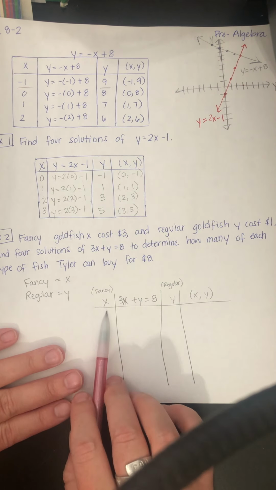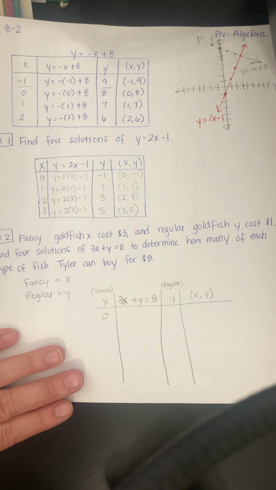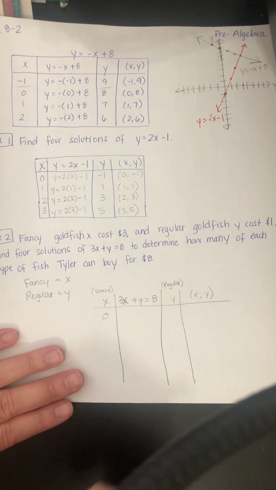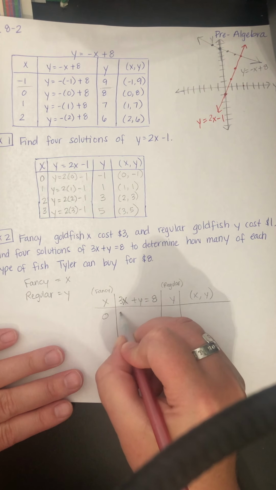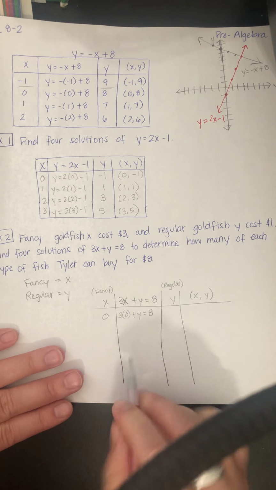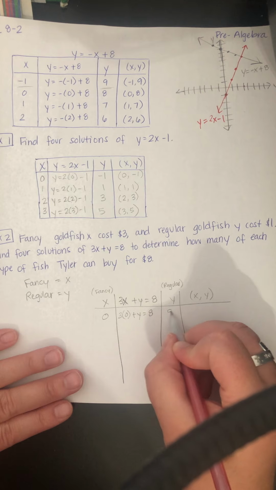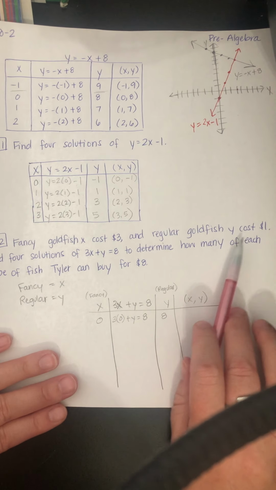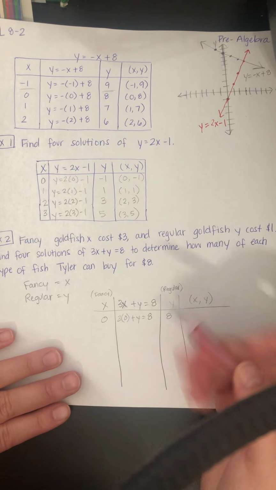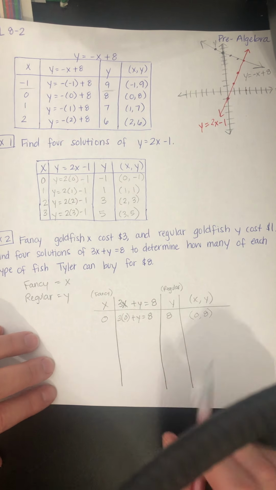Okay, so let's say he didn't buy any fancy goldfish, how many of the regular fish can he buy for $8? Plug 0 in for x. So that ends up being 0, so that means y equals 8. Because that makes sense. The regular goldfish only cost $1. He'd be able to buy 8 goldfish. So our ordered pair is 0, 8. If he didn't buy any fancy goldfish, he could get 8 regular fish.